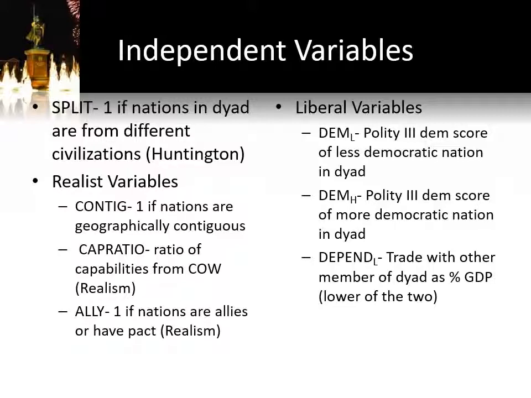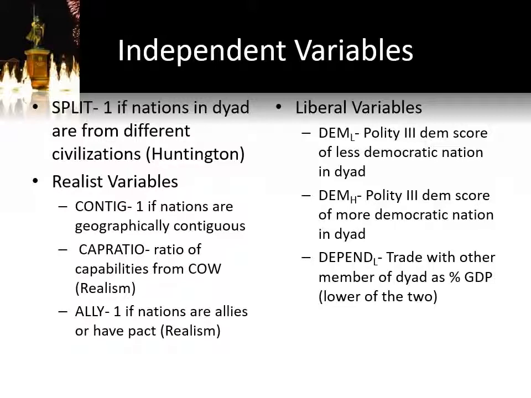Democracy can be measured. If you have a dyad, you say, all right, what's the score? Polity 3 is a database that has a scoring of democracy in a nation. Dem L is the score of the least democratic nation in the dyad, right? And Dem H is the score of the highest one.